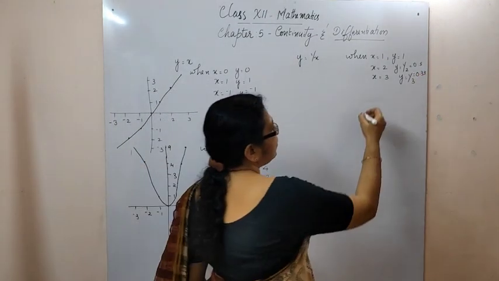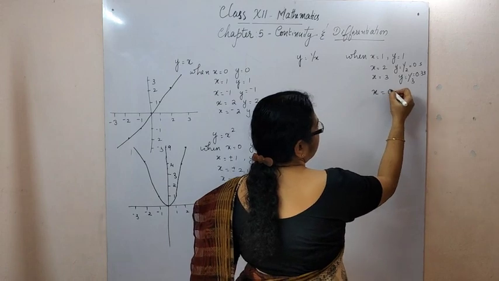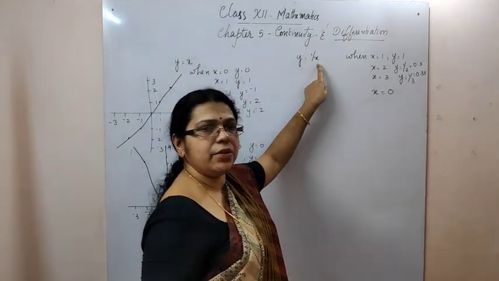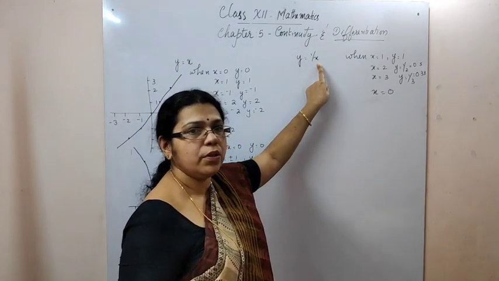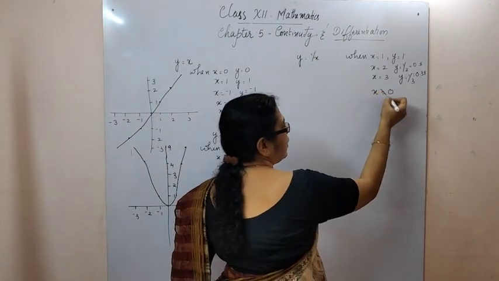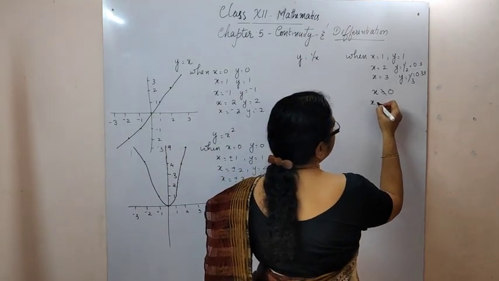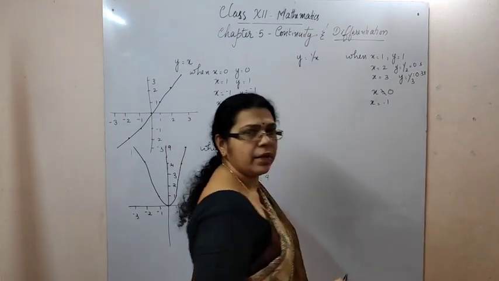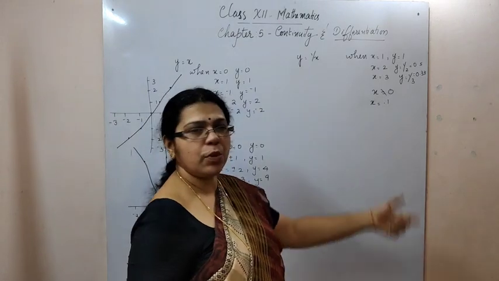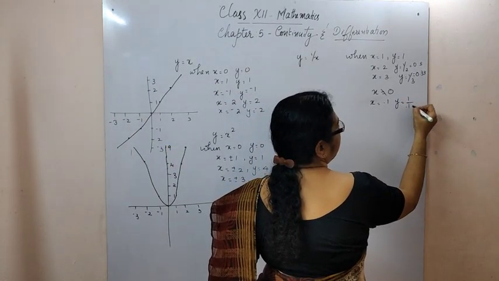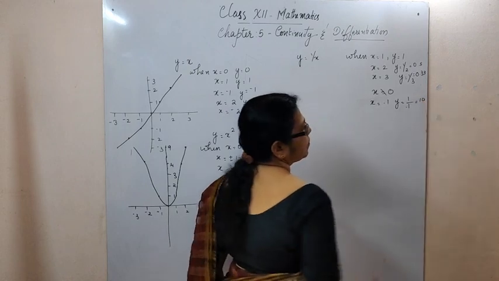Right? Now consider x is equal to 0. Can x take the value of 0? No. So that means x cannot be equal to 0. Now what if x is equal to 0.1? I am taking a small value. What is that? y is equal to 1 by 0.1, which is same as 10.